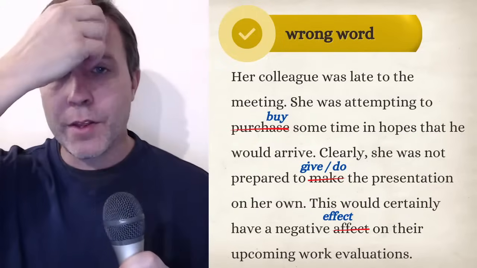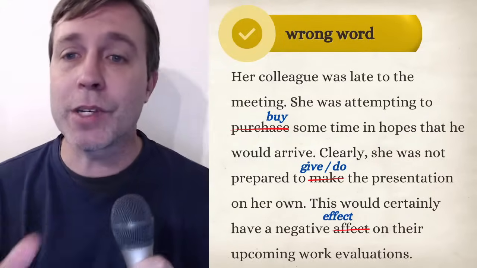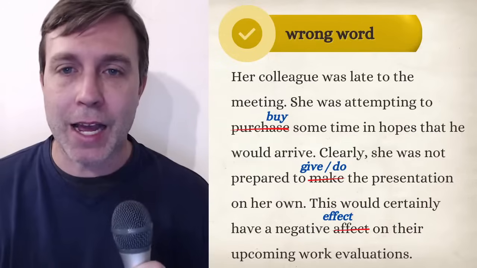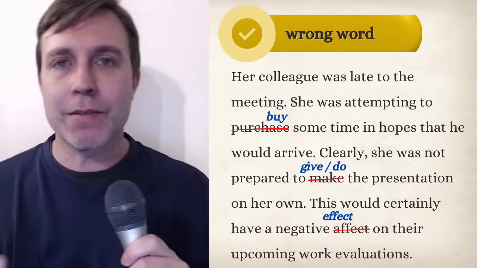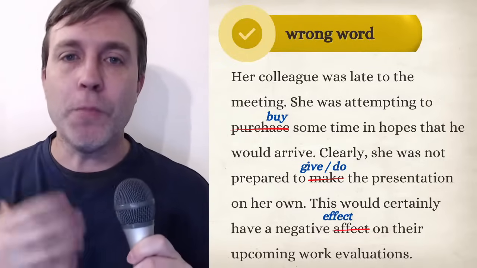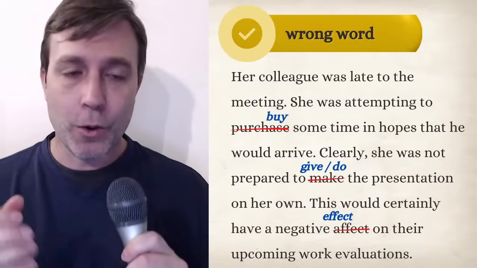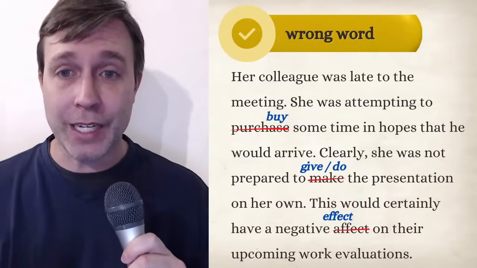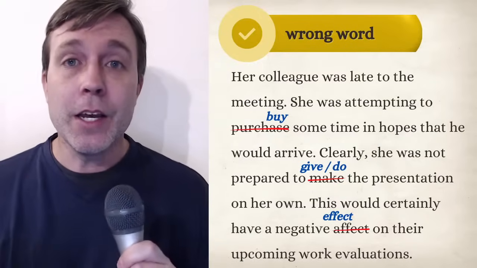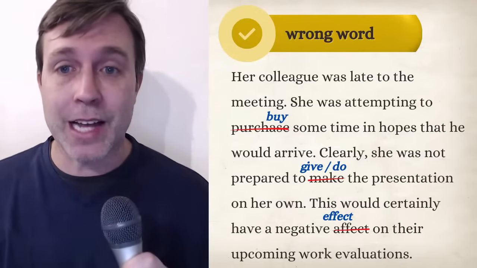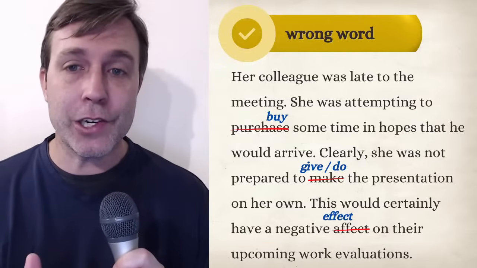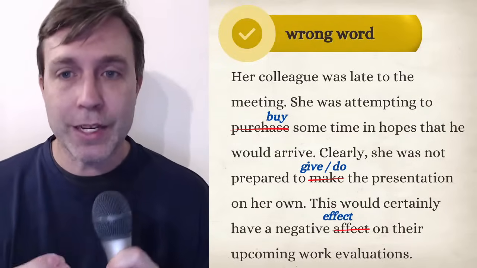So the first mistake in that second sentence, she was attempting, instead of purchasing some time, we're talking about the phrase to buy some time. And buy and purchase, they're generally synonyms, but in this case, it's a fixed phrase, to buy time, which means to delay, or you're trying to avoid doing something. You're trying to buy some time. So that's why I said think about the situation. She's in this meeting. She's trying to buy time because her colleague's not there. Clearly, she was not prepared to give the presentation on her own or do the presentation.